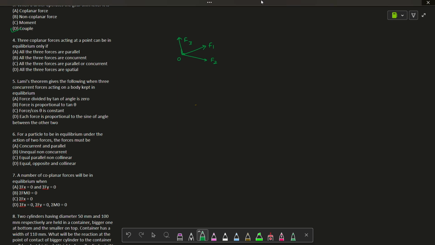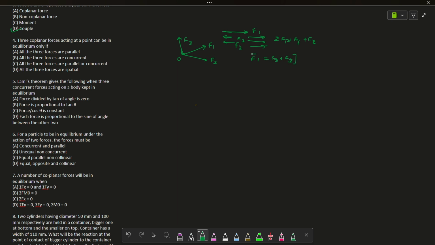The first option: all three forces are parallel. If all three forces are parallel, then the net force would be the summation of F1, F2 and F3, and that might not be equal to 0. They can be 0 in some cases, for example if F1 is double the magnitude, with opposite forces F2 and F3 acting. This can be 0 if F1 is equal to F1 plus F2.